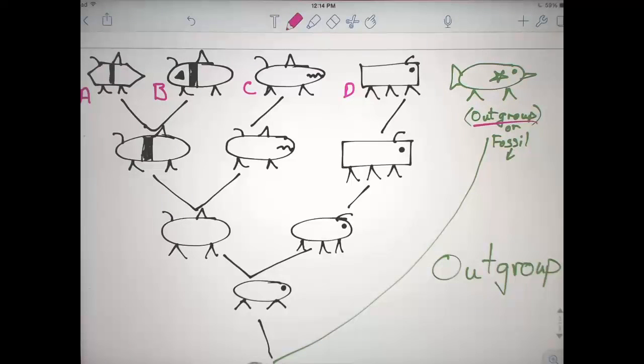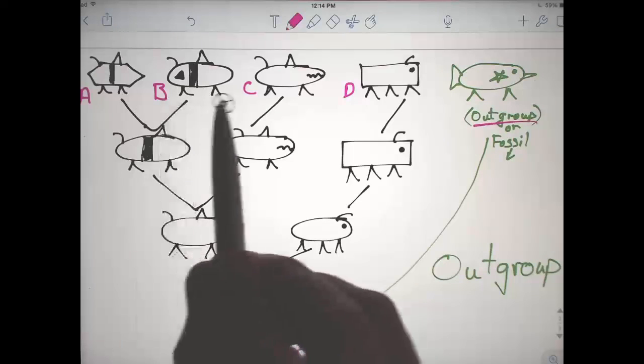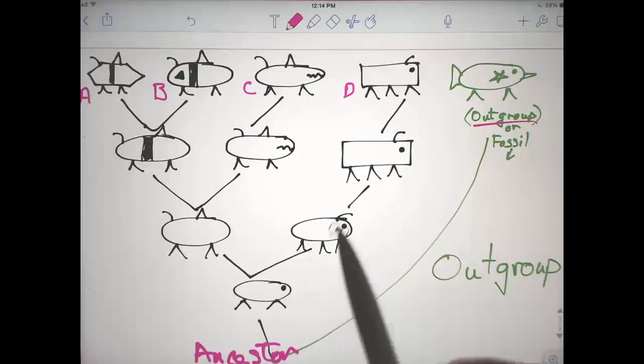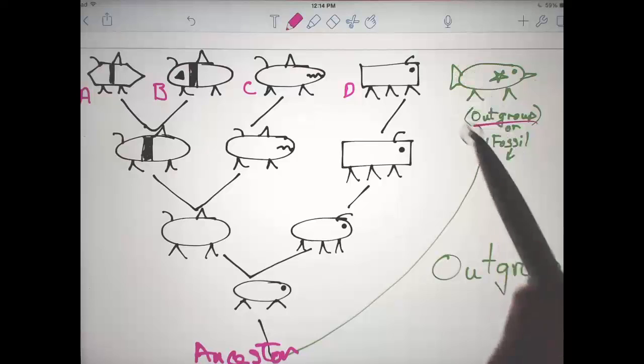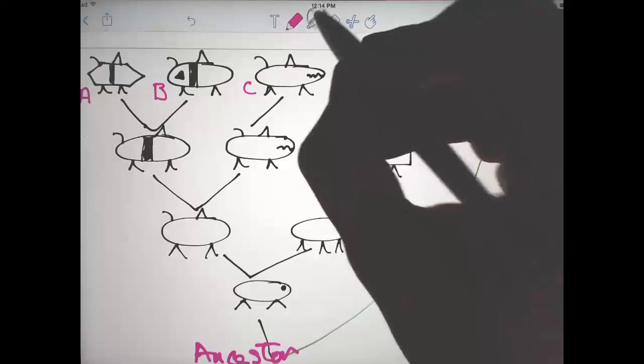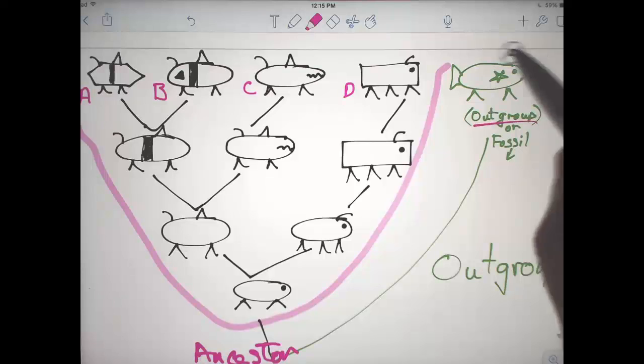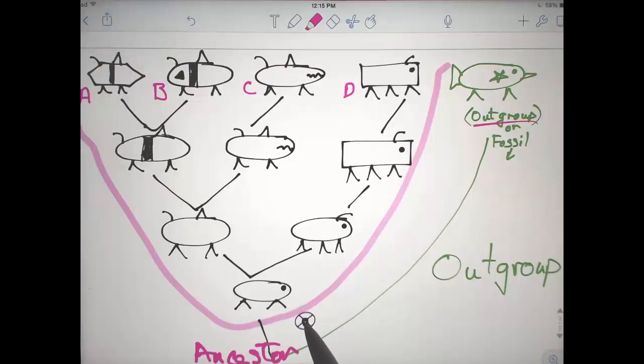It starts with some ancestor, and all of the species we're going to look at, A, B, C, and D, are descended from that ancestor. And so is some other group, an outgroup, or it could be we have fossil evidence. The group we want to analyze is this one. And so we're going to use the outgroup to determine what the ancestral traits were. Any trait that is shared between this ancestor of this whole group and the outgroup is by definition an ancestral trait. Traits that are different from the outgroup, like this antenna, are derived.